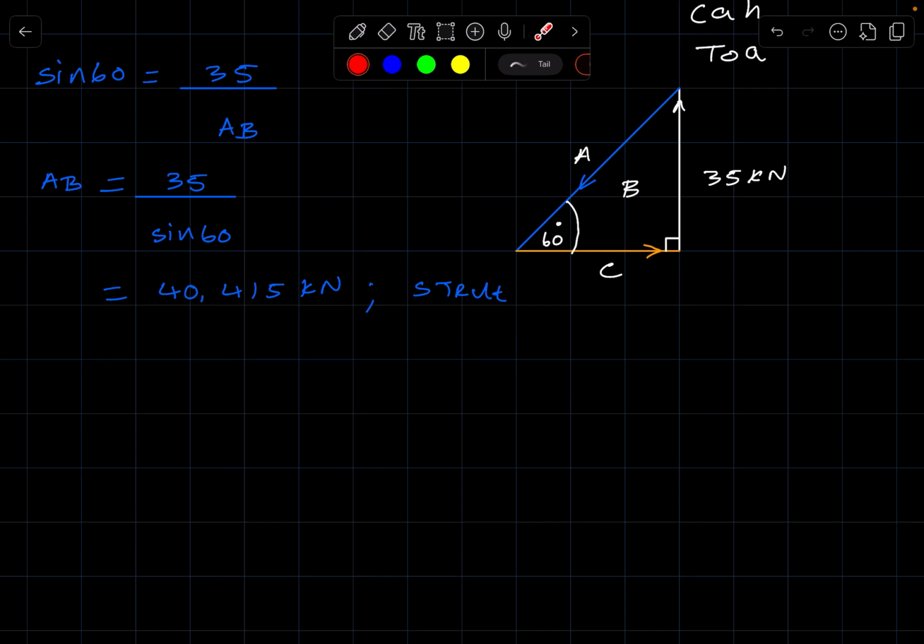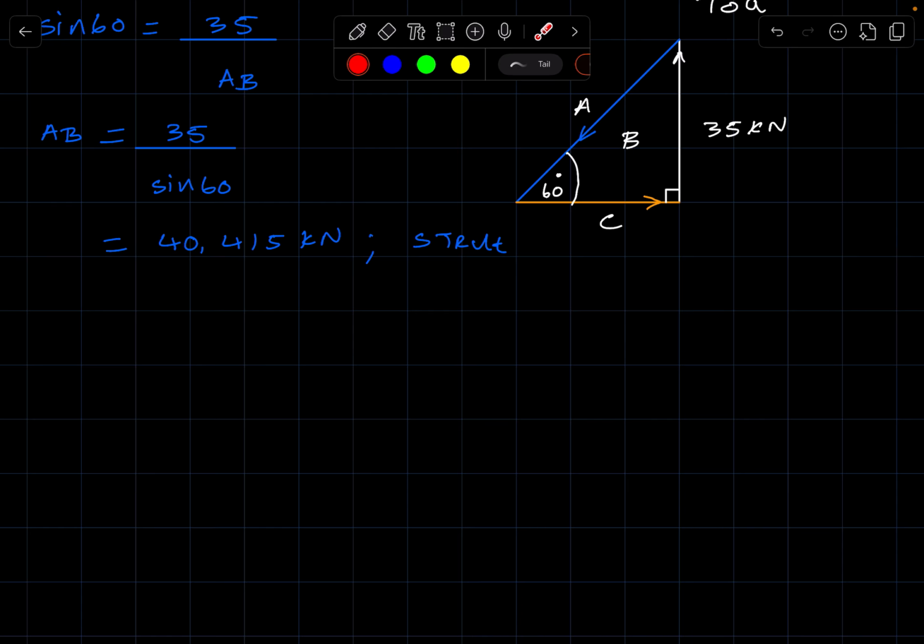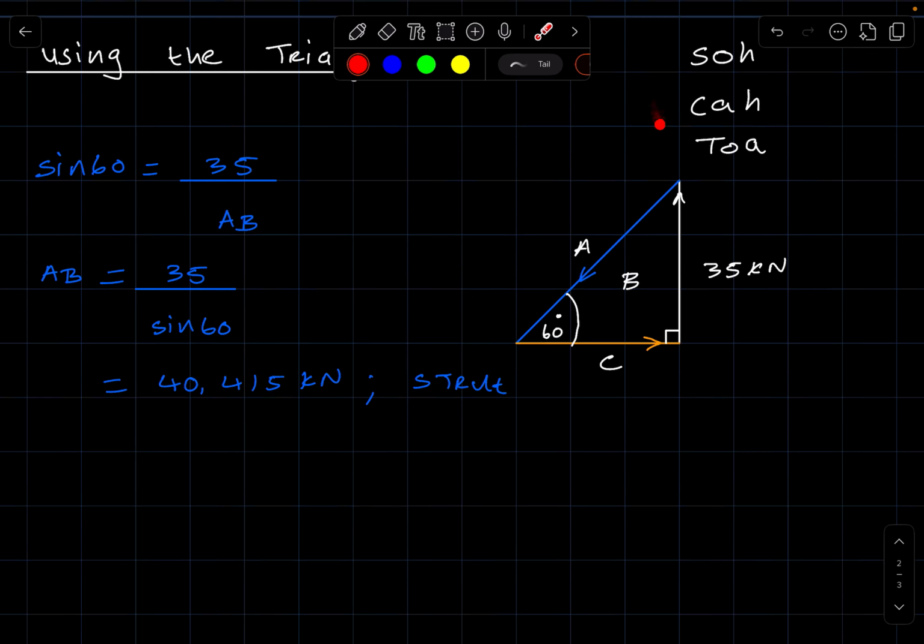Now we move on to BC. Now side BC is adjacent to the angle, and the side we have is opposite the angle. So based on that, which of these must we use? The side we have is opposite the angle, and the side we are looking for, BC, is adjacent to the angle. So we use TOA, tan theta.